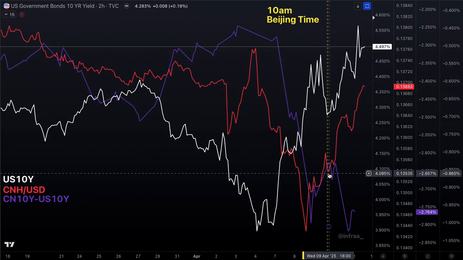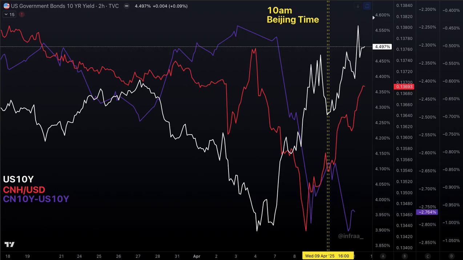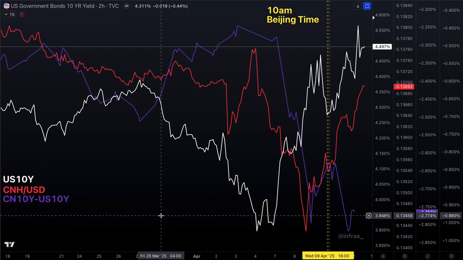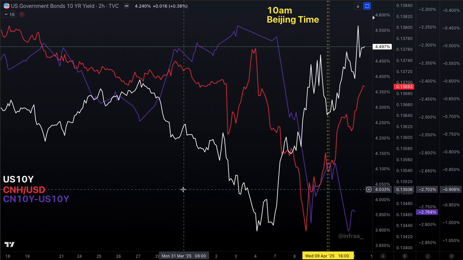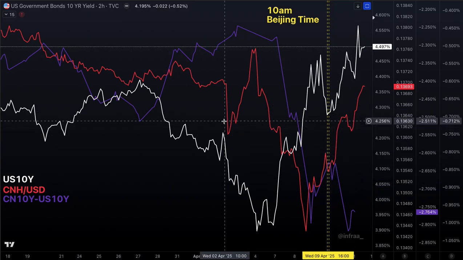It started Thursday morning for them, because the next day. So Wednesday here in America is Thursday over there. So yeah, that's what we see. Is it enough to say definitively that they were dumping US Treasuries? Not so sure, but it is an interesting divergence.